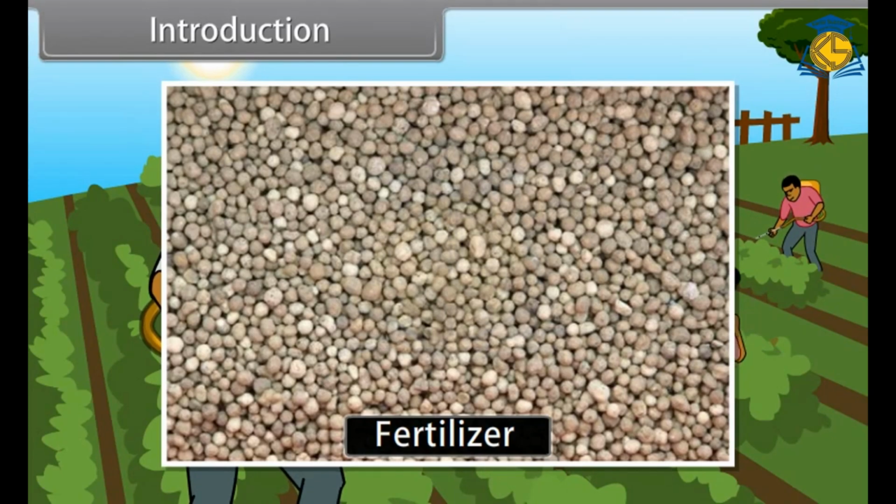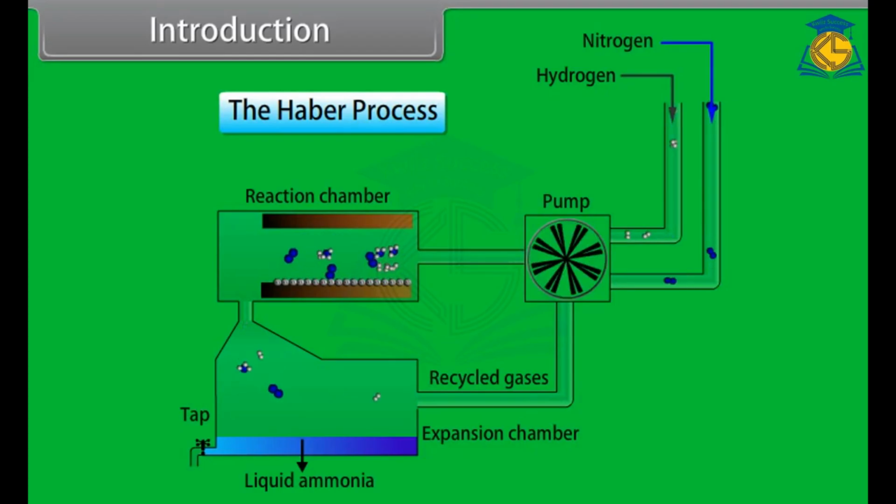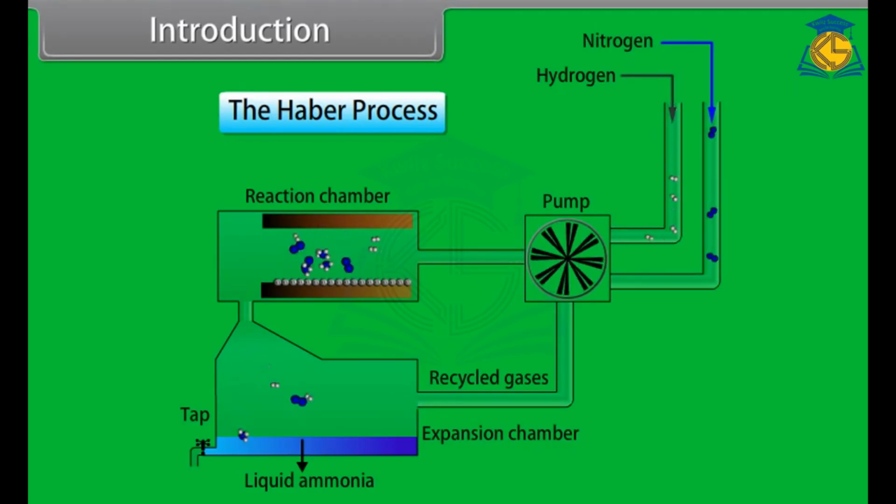To meet high demand of ammonia, it is manufactured on large scale by Haber's process. The Haber's process combines nitrogen with hydrogen into ammonia. Nitrogen is an important element in P block in the periodic table. So students, today we'll study about the P block elements.